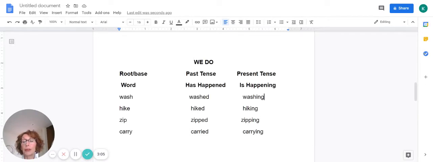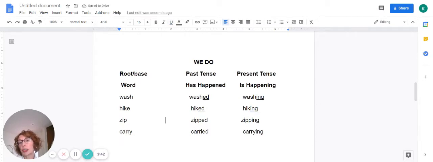And of course, when you add the inflectional ending ed, it becomes past tense, already has happened. And when you add the inflectional ending ing, it means it is currently happening. I am washing the car, right? Next root or base word is hike, right? We add the inflectional ending ed. I'll just underline that. And hiking, we have added the inflectional ending ing. I will underline that as well.